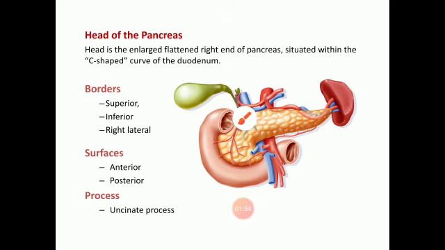So the superior border is overlapped by the first part of the duodenum, and it is related to the superior pancreatico-duodenal artery. The inferior border is overlapped by the third part of the duodenum, and it is in contact with the inferior pancreatico-duodenal artery, whereas the right lateral border is related to the second part of the duodenum and the anastomosis between the superior and the inferior pancreatico-duodenal artery. So these are the three borders, that is the superior border, the inferior border and the right lateral border.